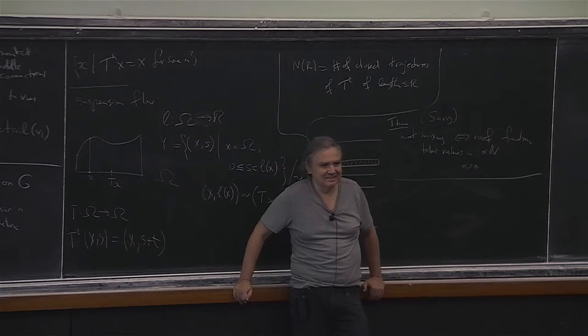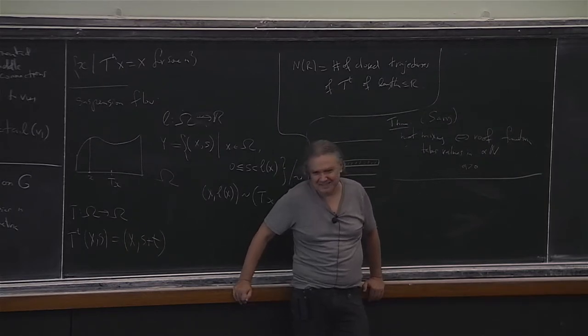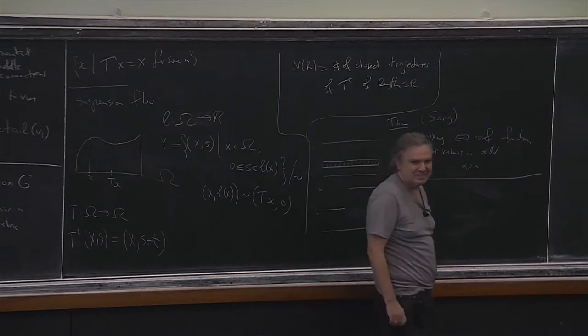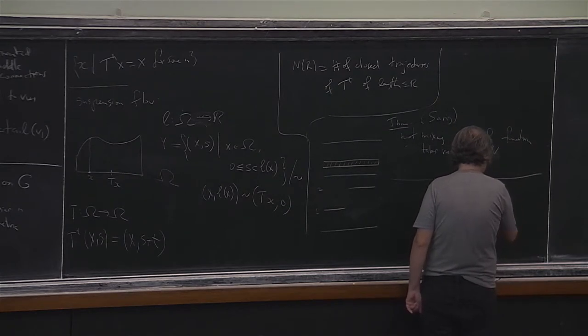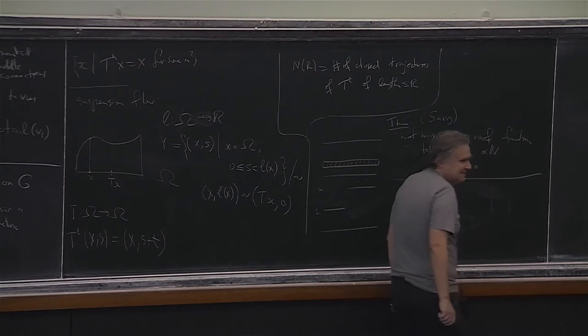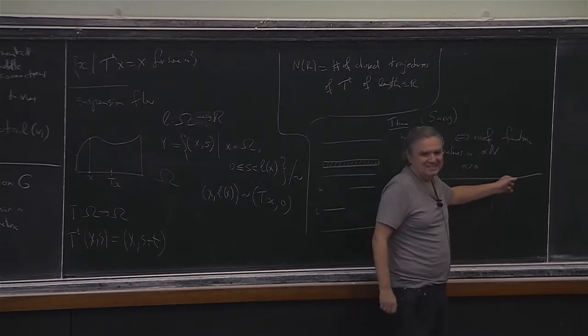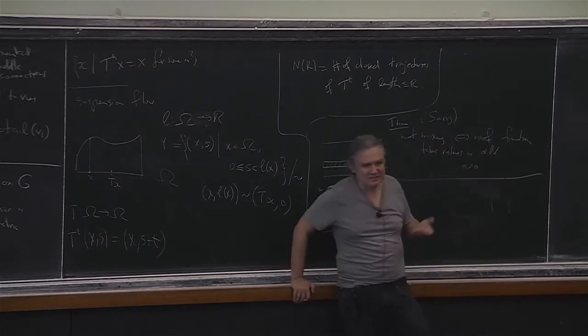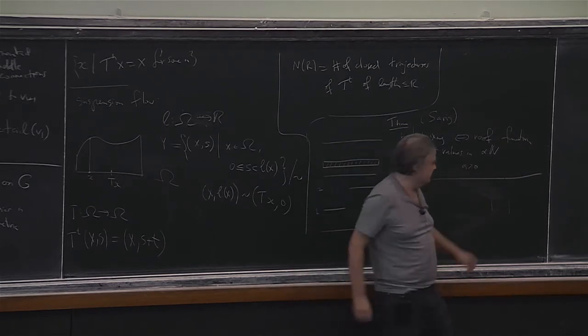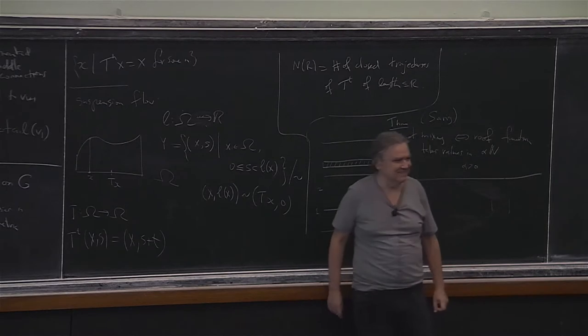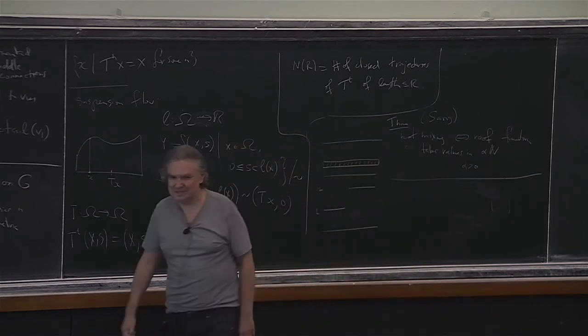Well, what if it's square tiled? But this is nonsense, because just look at the cylinder. Whenever you have a cylinder, you can have twists, right? And if you start doing twists around the cylinder, you get square roots. And square roots are inconsistent with such a thing. So our flow is mixing. That's not a problem.